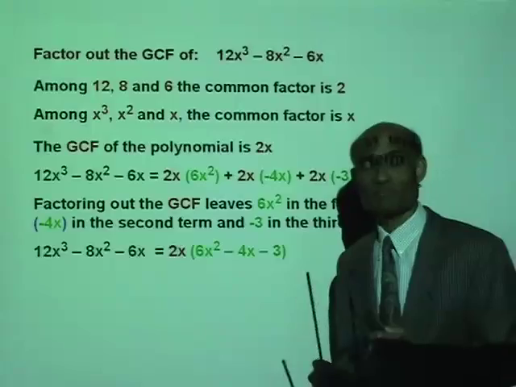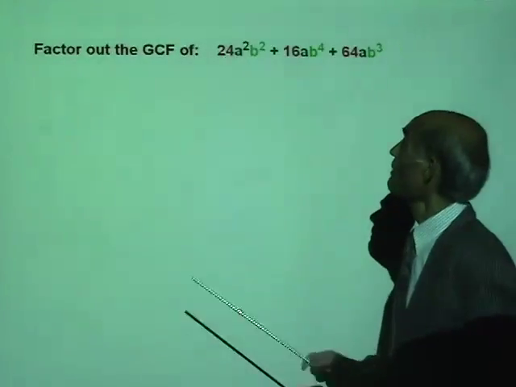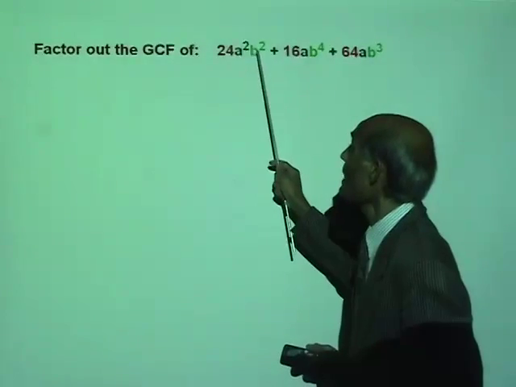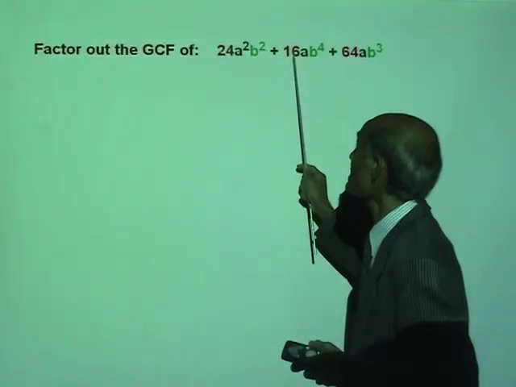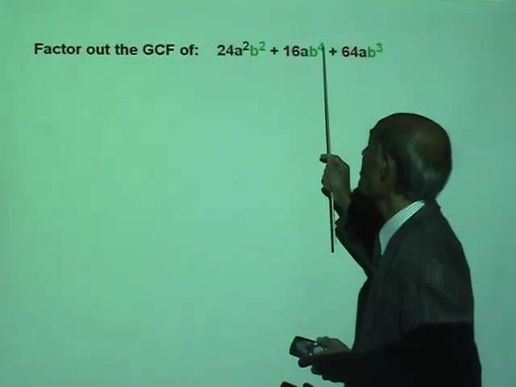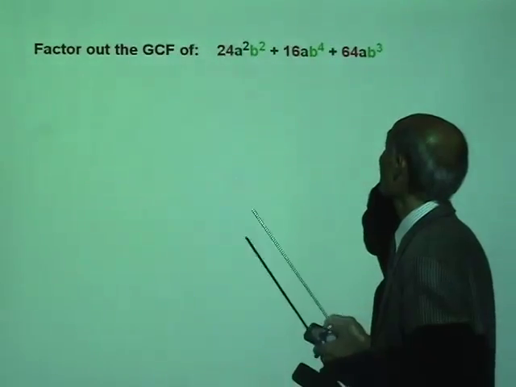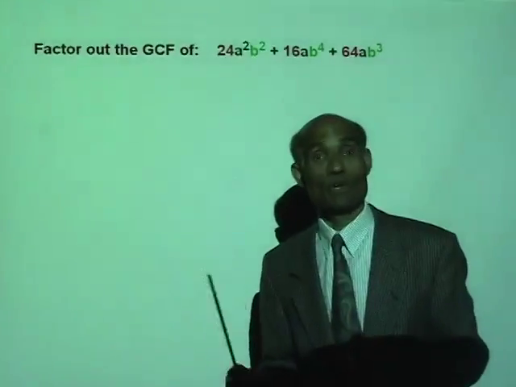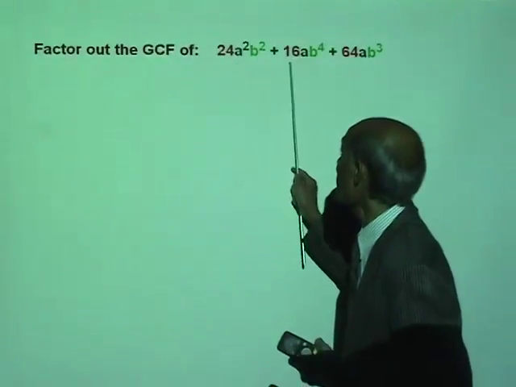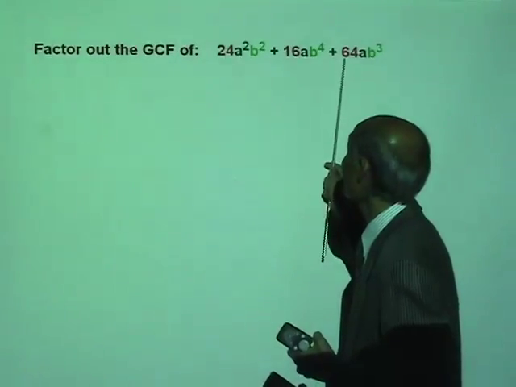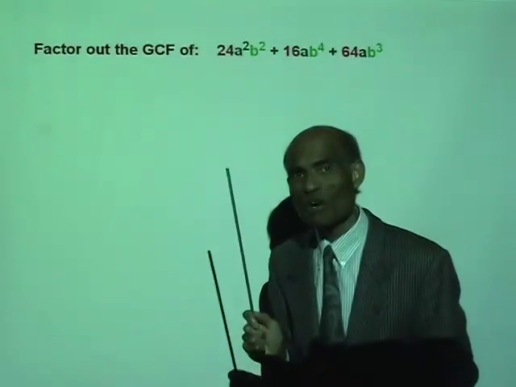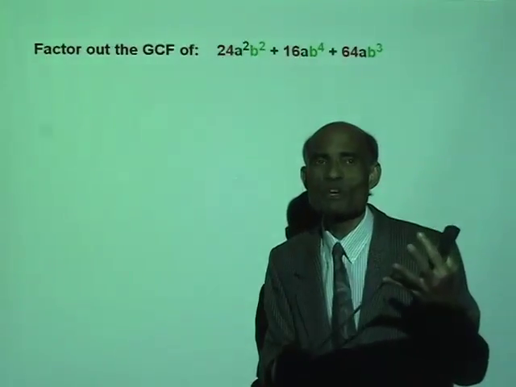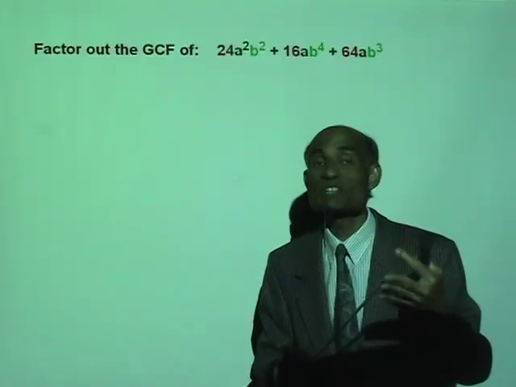Okay, let's go and do another one. Factor out the GCF of 24a squared b squared plus 16ab to the power of 4 plus 64ab to the power of 3. Now, here there are numbers 24, 16 and 64. Can you figure out the common factor? What is the greatest common factor of 24, 16 and 64?